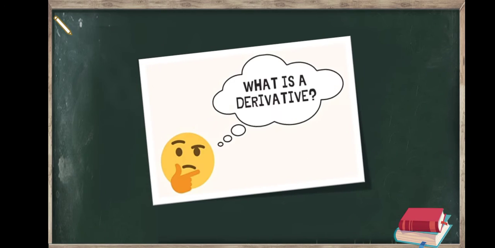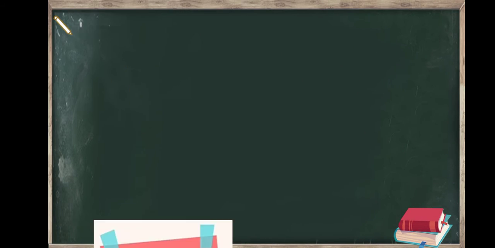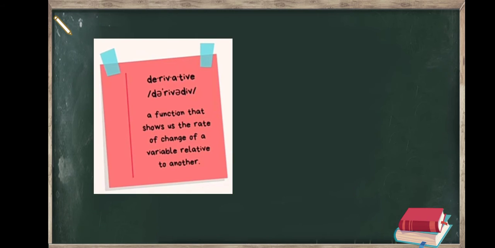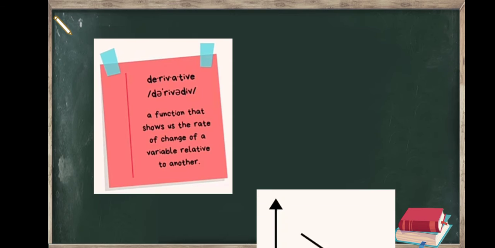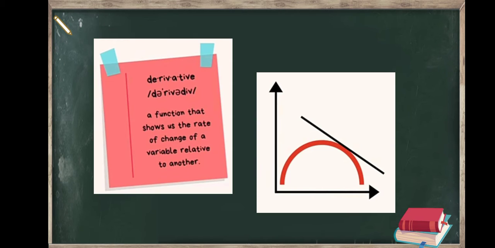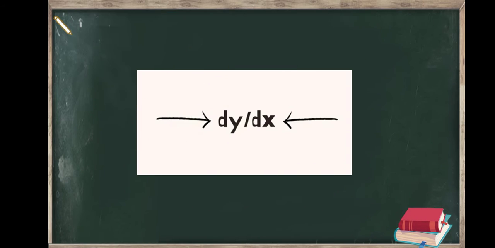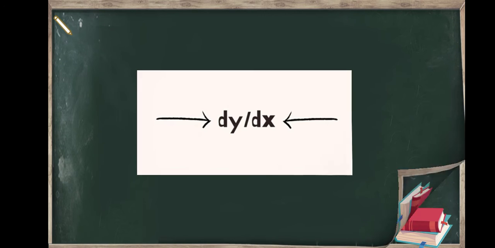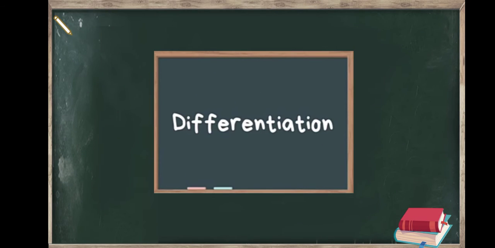So what exactly is a derivative? A derivative is a function that shows us the rate of change of a variable relative to another. It may also be defined as the slope or gradient of a tangent line to a curve at a given point. Derivatives are presented as dy over dx, and the process of finding the derivative of a function is called differentiation.